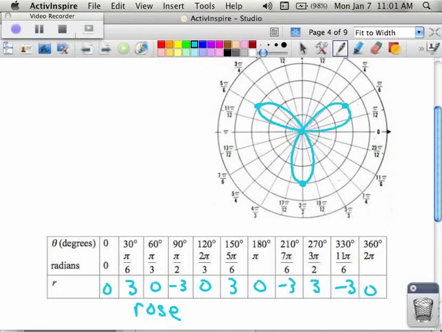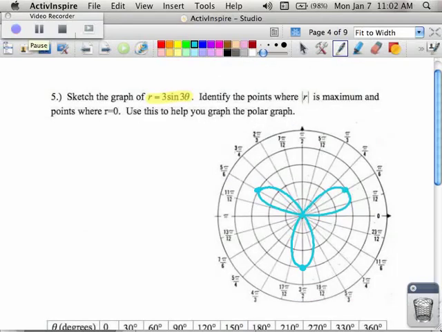Remember, it's a rose with 3 petals. So the first question was, where is the R a maximum? What does R stand for? Radius or length. What's the maximum length?